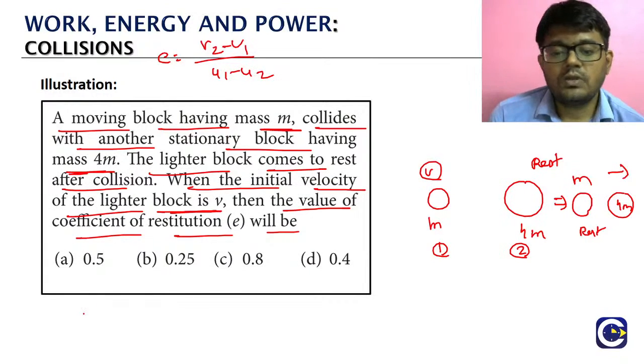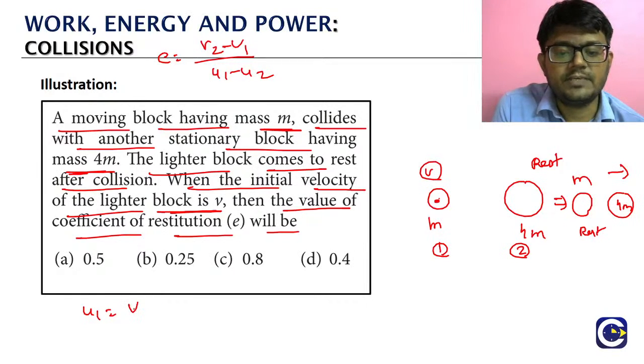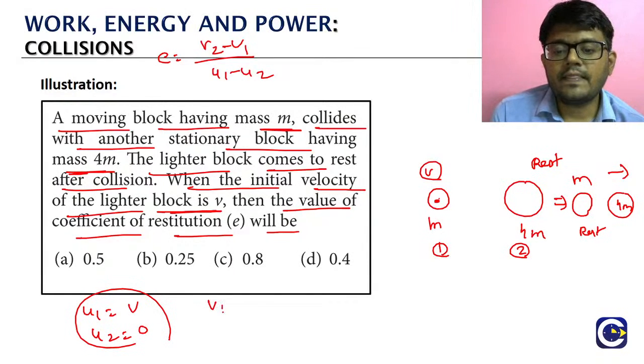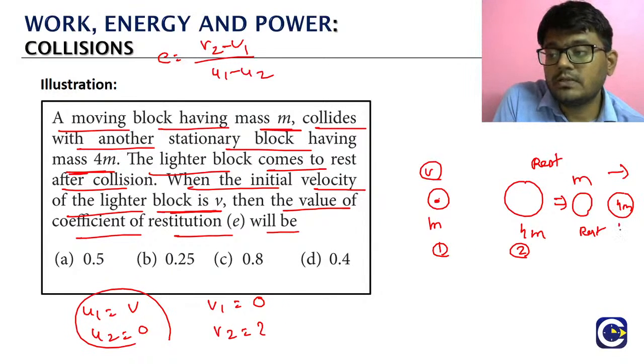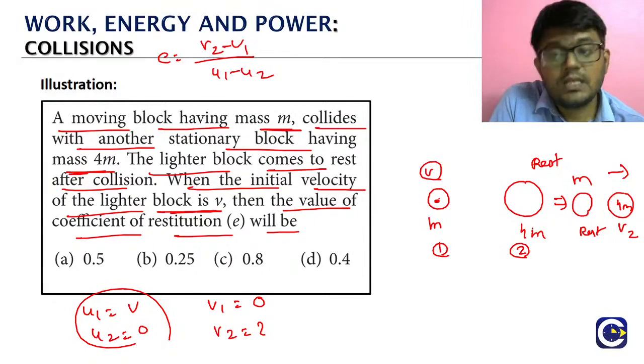So here, what is the U1 value? The m is coming with velocity v initially, so U1 is v. U2 is what? Initially the 4m is at rest, so U2 is 0. Then V1: they are saying that the lighter block comes to rest after the collision, so V1 is 0. We have to find V2, because V2 is unknown. So how do you find V2? We have only one relation: conservation of momentum.